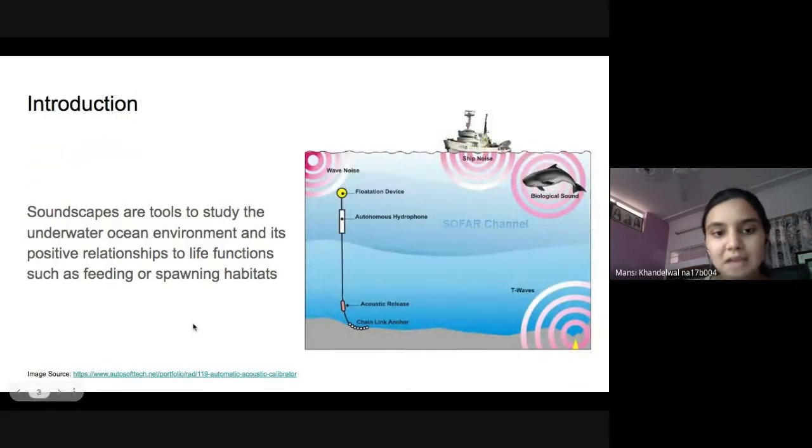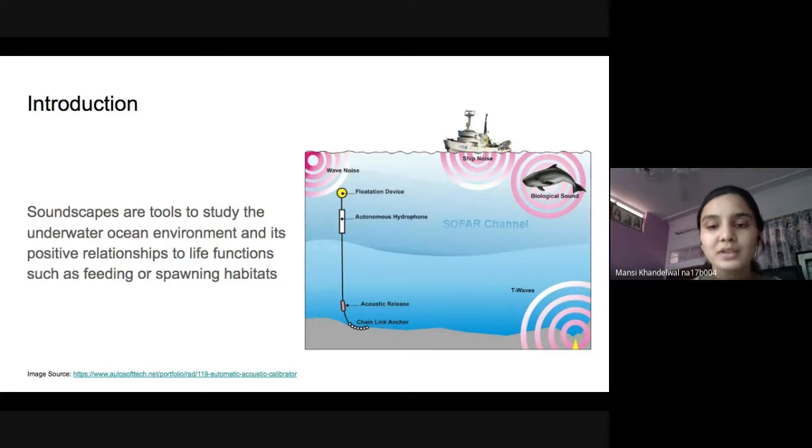Right. So to start with, what are soundscapes? A soundscape is something like, when you're describing a landscape, you will describe maybe the trees that are coming into the picture or a building that you see. Similar to that, a soundscape is just a description of the kinds of sounds which are being produced underwater and can be recorded.